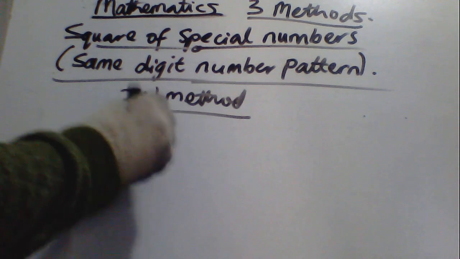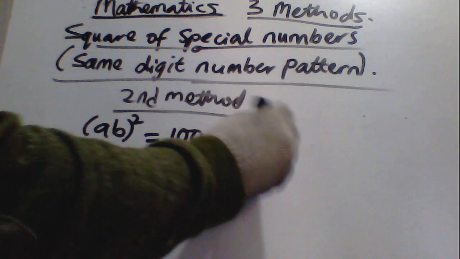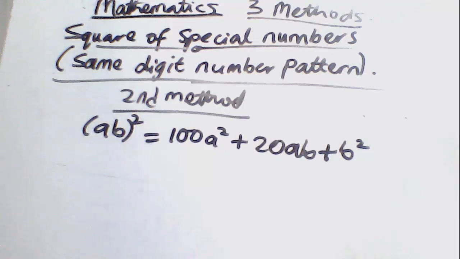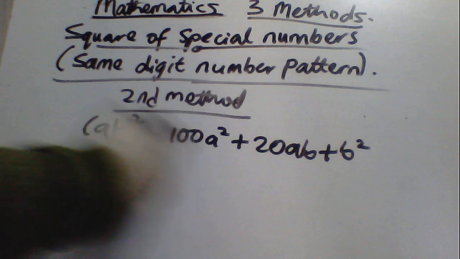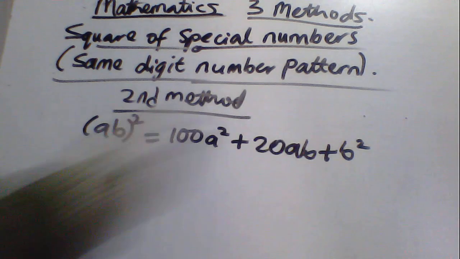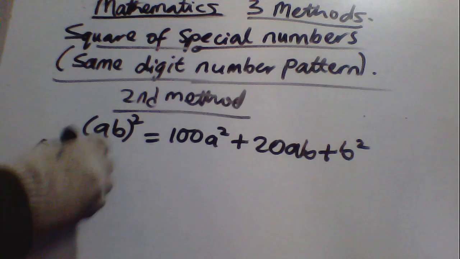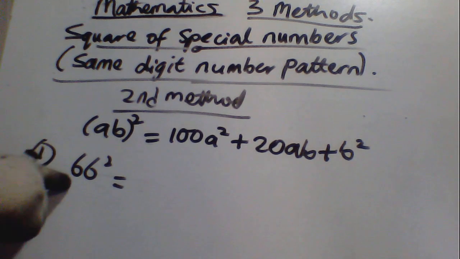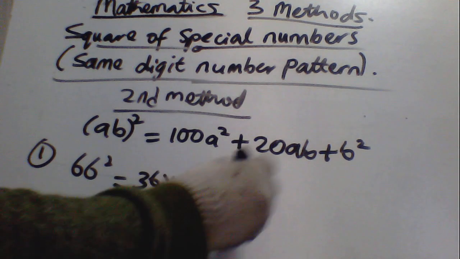AB squared is equal to 100A squared plus 20AB plus B squared, where A is acting as a unit, B is also acting as a unit. So look at the first example, 66 squared. All you need to do is square the first one because it's the A, which gives us 36. Multiply it by 100 and that gives us 3,600.